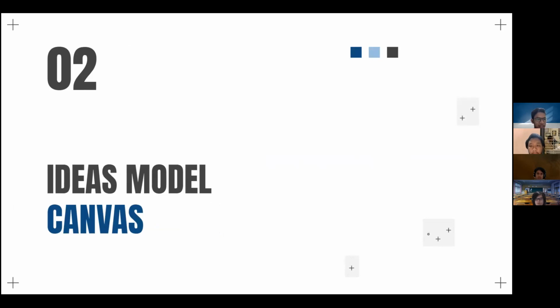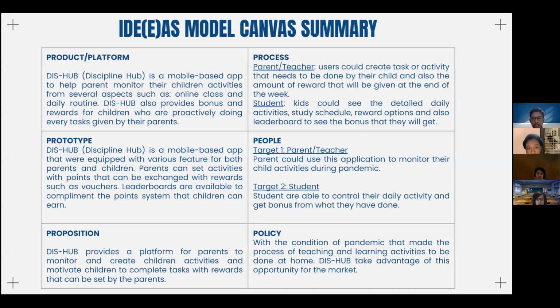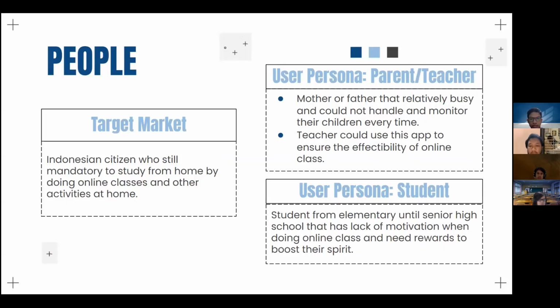Next, after the explanation about our mobile application, now we continue to the IDEEAS model canvas. This is the summary of our model canvas: product, process, prototype, people, propositions, and policy. Next, we will discuss the first aspect, which is people. In people, we have a target market: Indonesian citizens who are still required to study from home by doing online classes and other activities at home.